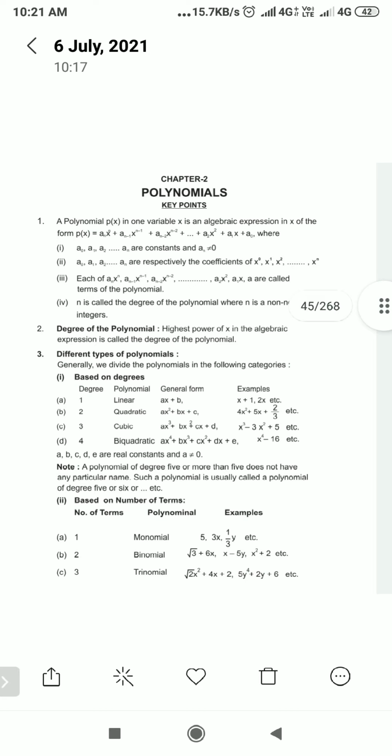Third point, each of the terms a_n x raised to the power n, a_(n-1) x raised to the power n minus 1 are called terms of the polynomial. As you have already studied in class, terms are separated by plus and minus signs.